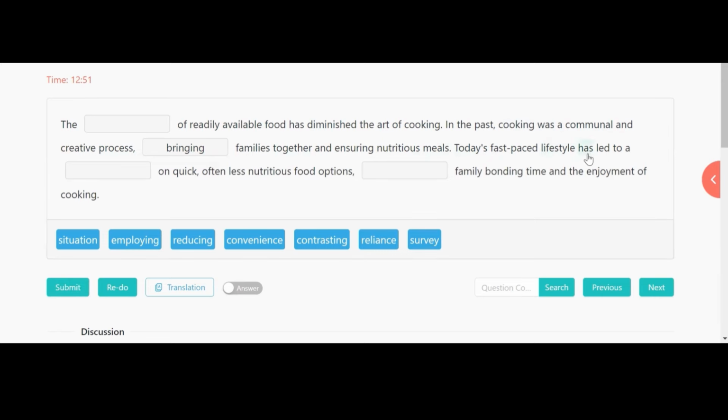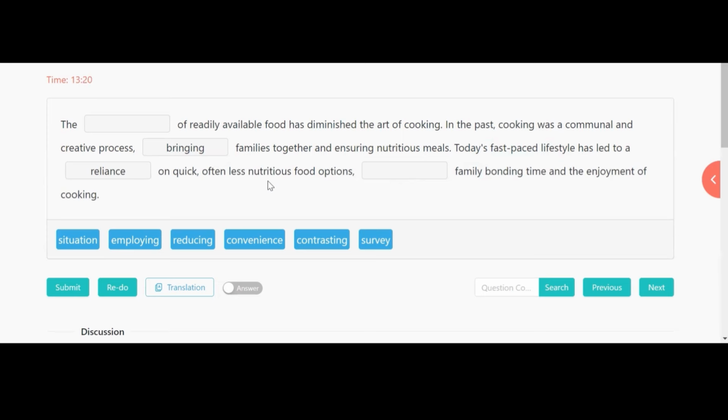Today's fast-paced lifestyle has led to a dash on quick, less nutritious food. Okay, so you can see here, it's trying to talk about how in the past food used to bring people together. Now it's talking about today's fast-paced lifestyle has led to a dash on quick food. It will be reliance on quick food, because people are now relying on quick food because of the fast-paced lifestyle that is in vogue now. But people rely. So this word reliance is also from the word rely.